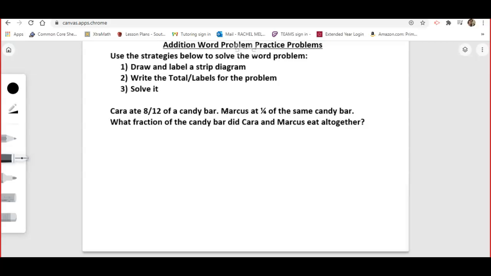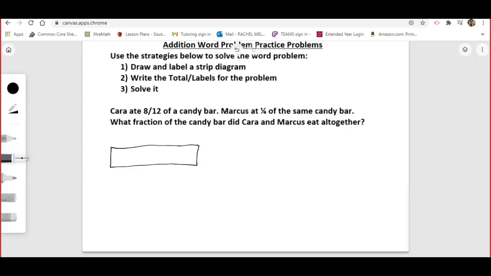All right, so here is our problem that we're going to start with. Kara ate 8/12 of a candy bar. Marcus ate 1/4 of the same candy bar. What fraction of the candy bar did Kara and Marcus eat all together? So I first want to draw a strip diagram.